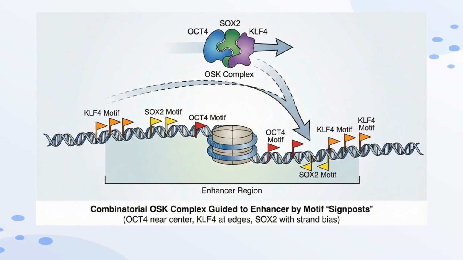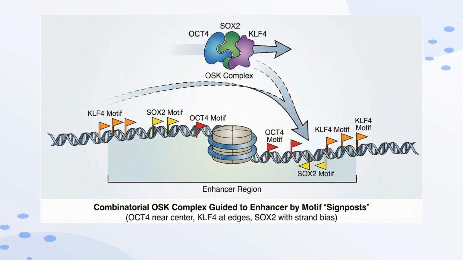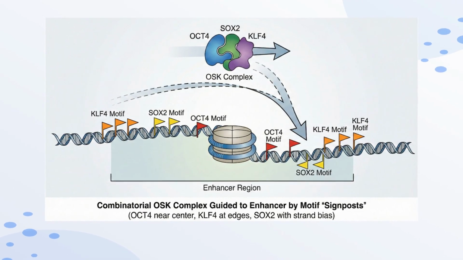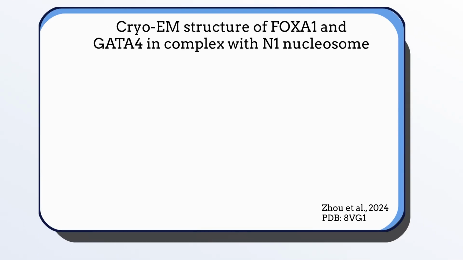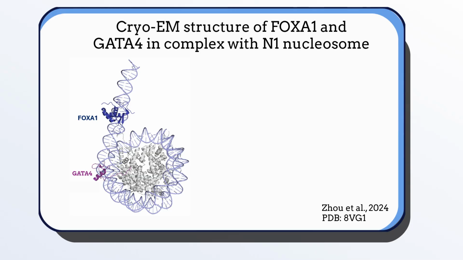The researchers proposed these motif arrangements function as signpost elements that direct combinatorial transcription factor binding to enhancers through a guided search mechanism. In a separate 2024 study, researchers solved the structure of FOXA1 and GATA4, the prototypical liver pioneer factors, bound together to a nucleosome.